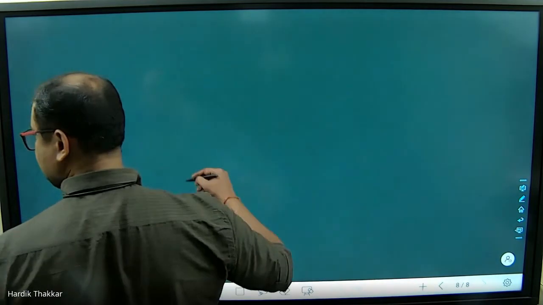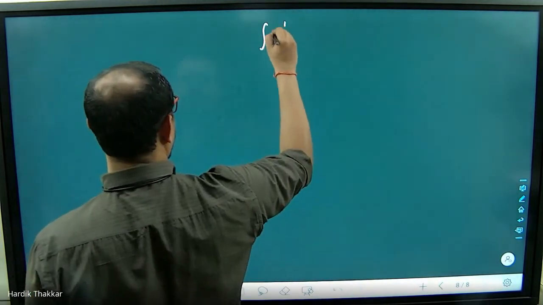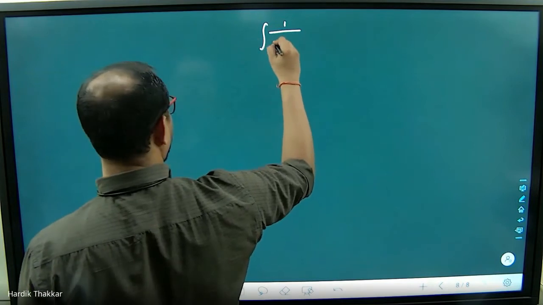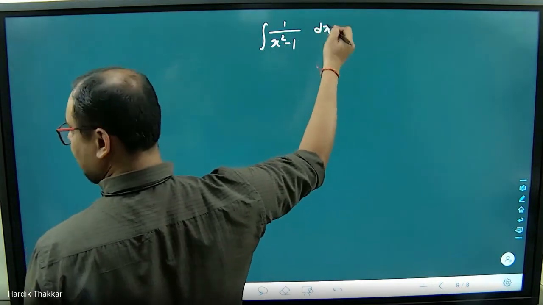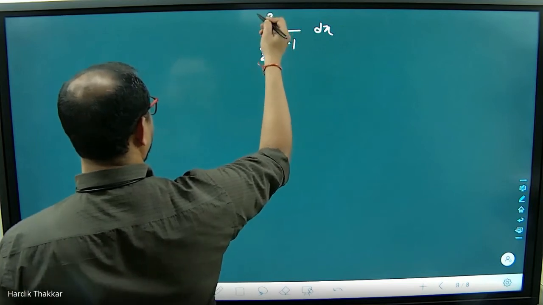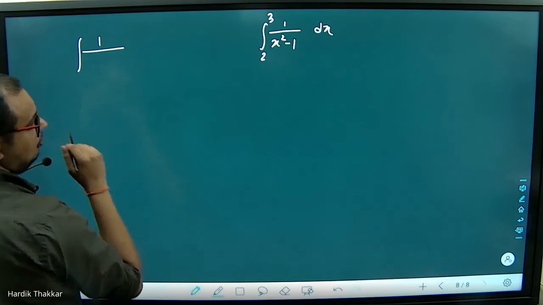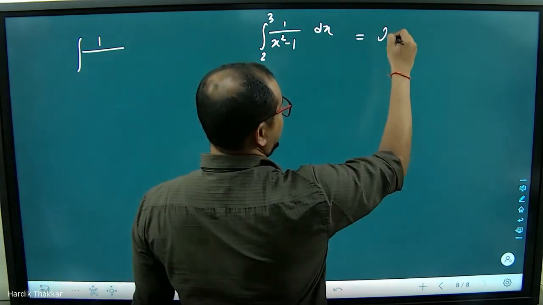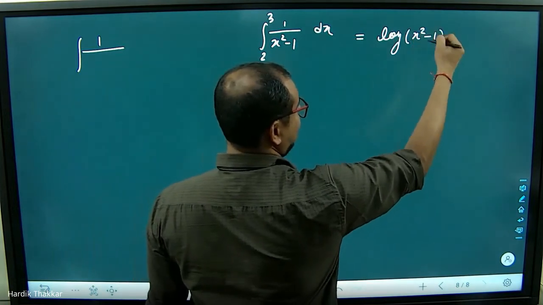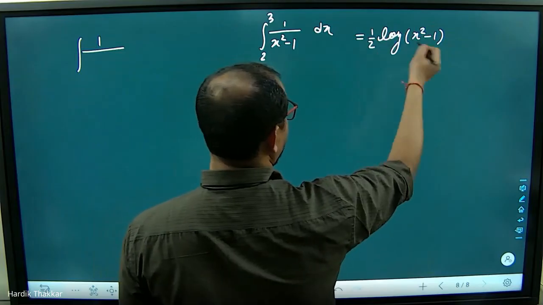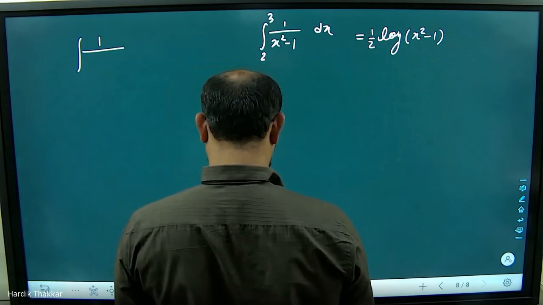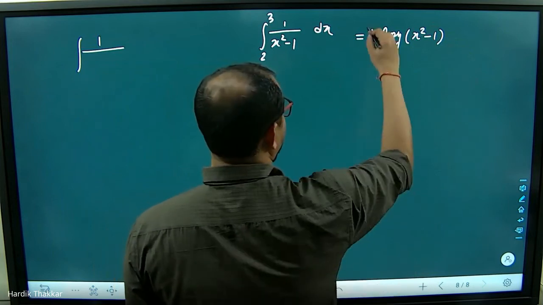Okay, for the next question, it is integration 1 upon x square minus 1 dx and the limit is from 2 to 3. तो इसके लिए ये वाला फॉर्मूला अप्लाई होगा. We can write like that 1 by 2 log x square minus 1. No, no, it is wrong. ऐसा बोल रहे हो क्या, log x square minus 1 like this? No, sir. 1 by 2 log x square minus 1. No, no, it is wrong. We cannot integrate like this.